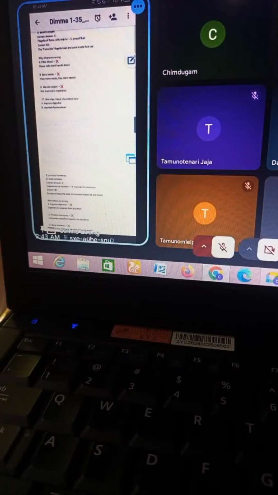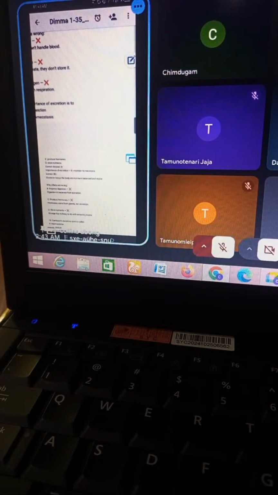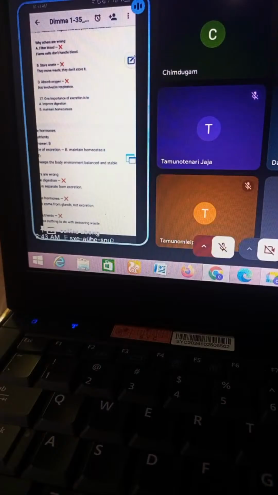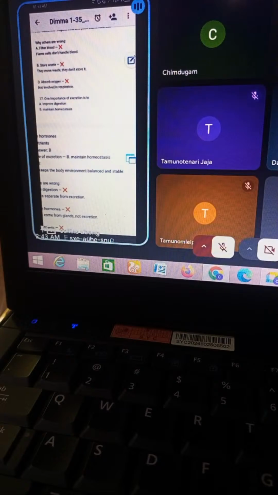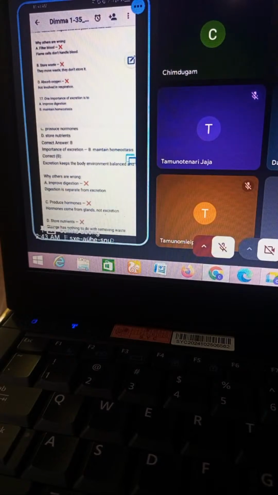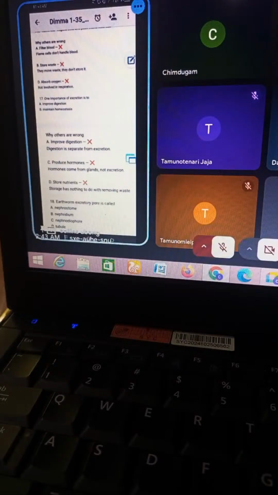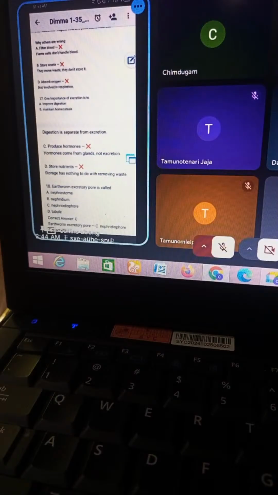Number 17. The importance of excretion is to, and the answer is to maintain homeostasis. Excretion keeps the body environment balanced and stable. The reason why others are wrong. A. Improves digestion. Digestion is separate from excretion. C. Hormones come from the plant, not excretion. Then D. Storage has nothing to do with removing waste.